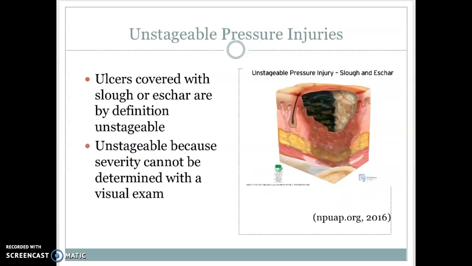There are other injuries that are unstageable, and so there are eschar is like blood clotting or scar tissue that is developing. So maybe the area was starting to heal, but then the pressure continued, or the lack of circulation, lack of nutrition, and so there's layers of skin that are sloughing off. There's some of that eschar in there, and by definition, then it is unstageable, because often you cannot see how deep the area may go. And so visually looking at it, it's impossible to tell.